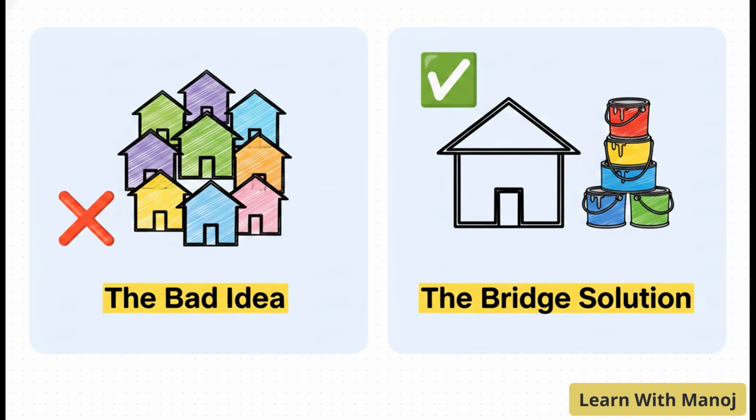Now look over at the right side, the bridge solution. Instead of copying all those pages, we build a completely separate theme library. We keep exactly 1 copy of our structure, 1 home page, 1 about page, and we just load the theme colors dynamically based on what the user wants. We've literally separated the house's skeleton from the paint.